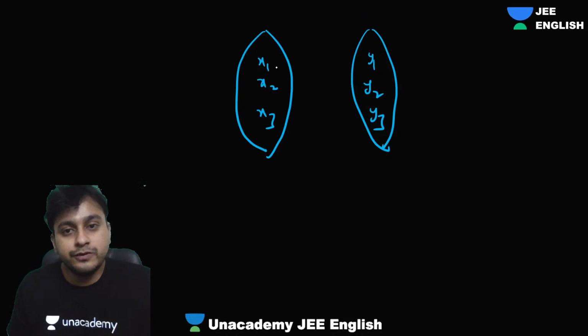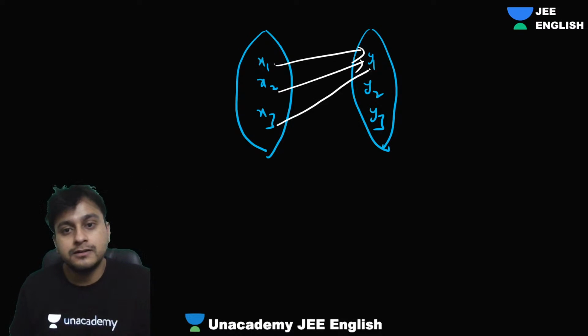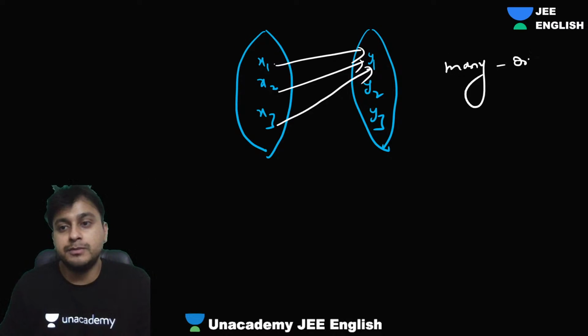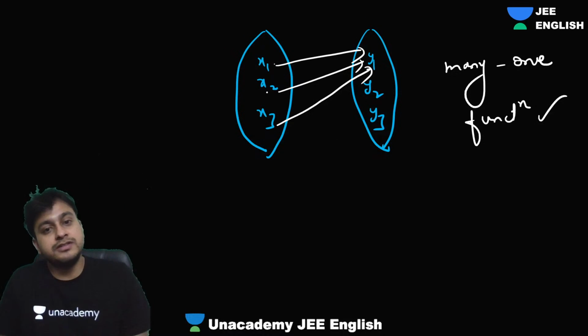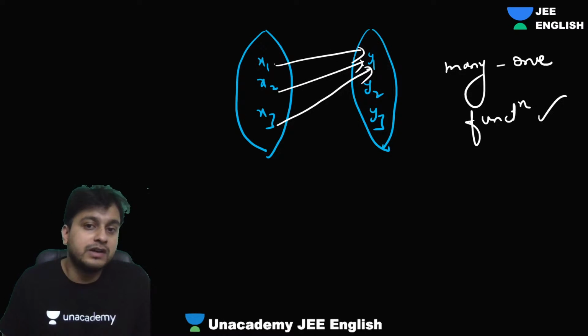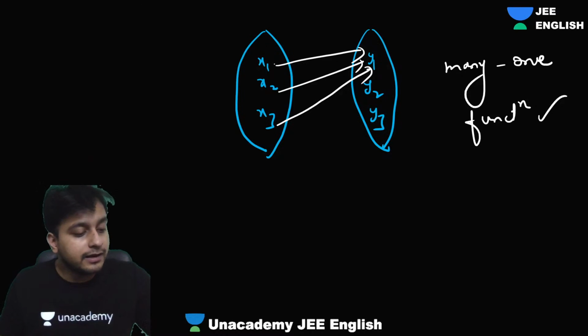Okay. So guys, we have what here? Let's see. This will be called a many to one function. Understood, everyone? Because 3 x's are mapped with 1 y. That's why this is a many one function. Clear?